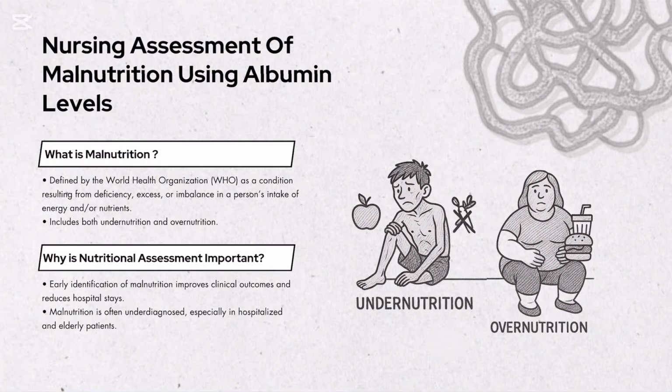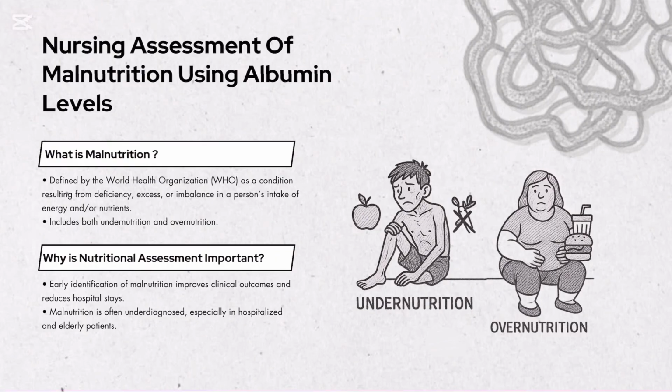Let's first define what malnutrition actually means according to the World Health Organization. Malnutrition is a condition that results from a deficiency, excess, or imbalance in the intake of energy or nutrients. This means that malnutrition includes not only undernutrition, where individuals don't get enough essential nutrition, but also overnutrition, which involves excessive intake, leading to problems like obesity.